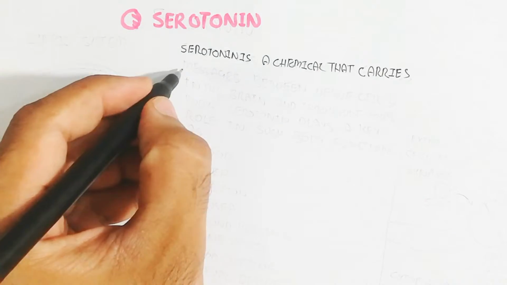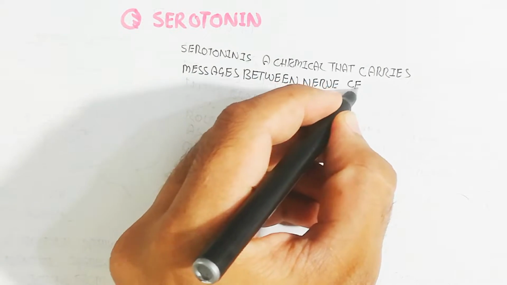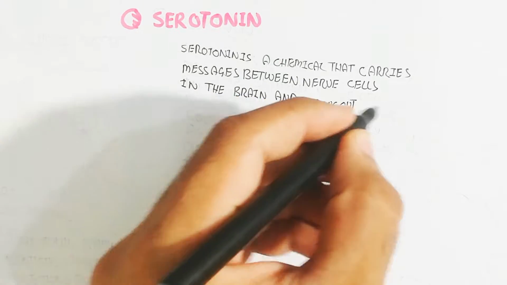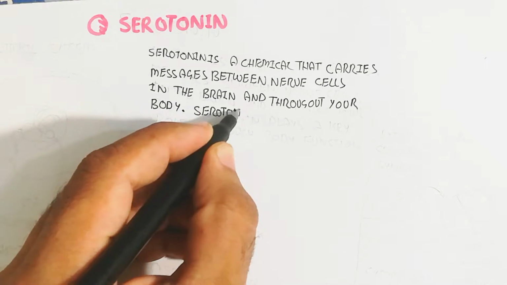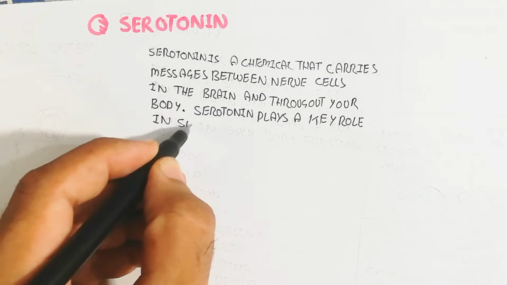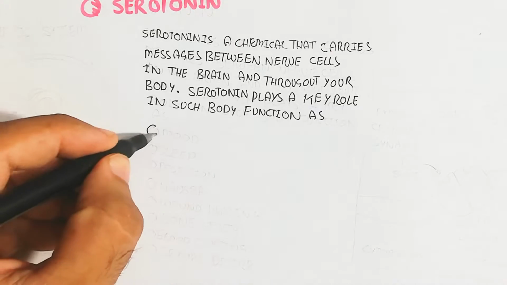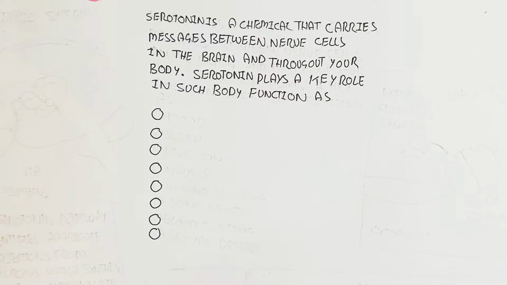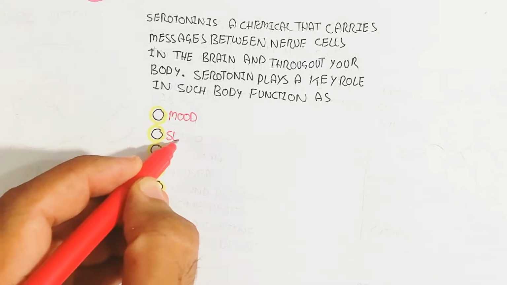Serotonin is a chemical that carries messages between nerve cells in the brain and throughout your body, and serotonin plays a key role in such body functions. Serotonin is synthesized within the brain and the peripheral part of the nervous system separately, because the blood-brain barrier does not allow serotonin to move from the brain to the peripheral nervous system or from the periphery to the brain.